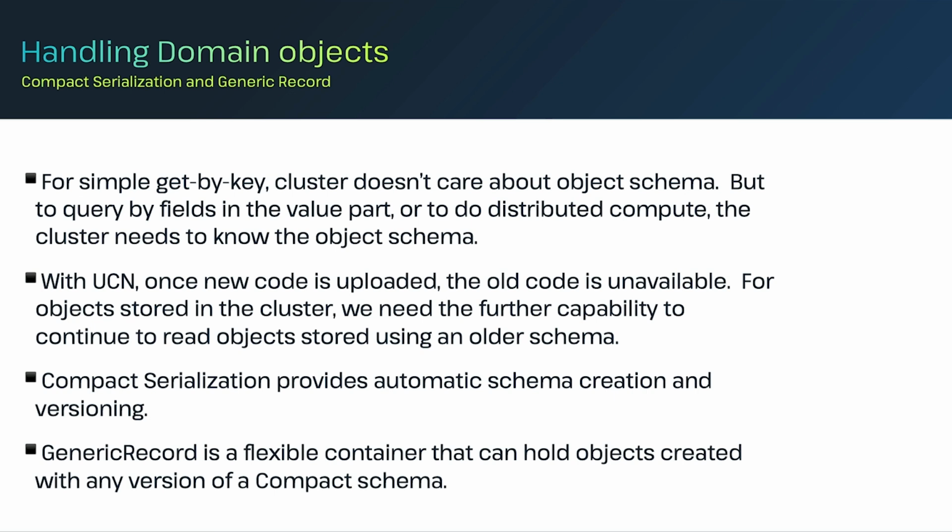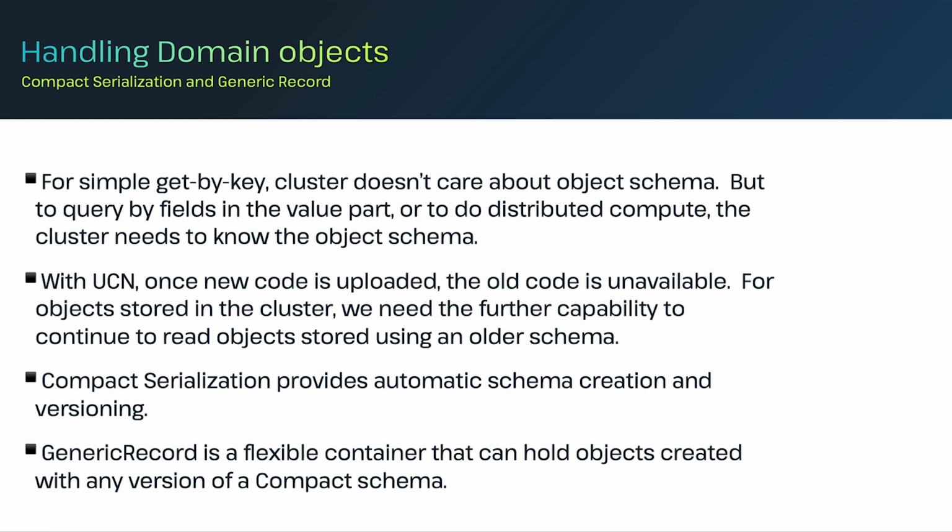With UCN, the cluster can forget previous versions once new code has been deployed. But if you've stored objects in a cluster and then change the class definition, issues will arise. Storing new objects with the new format is easy, but retrieving the old ones can cause problems, like an invalid class exception. Now, compact serialization in Hazelcast automatically tracks schema versions without requiring manual schema creation or version increments.